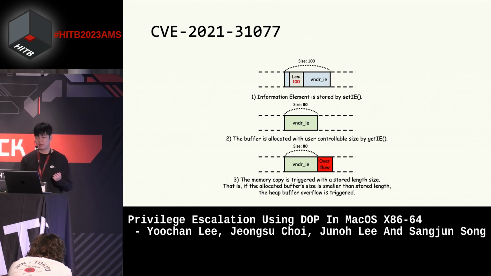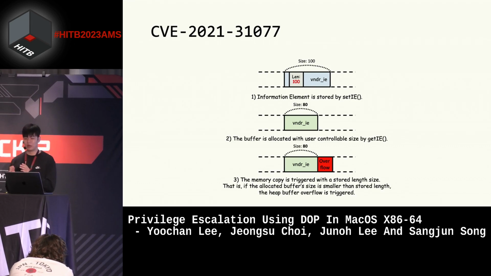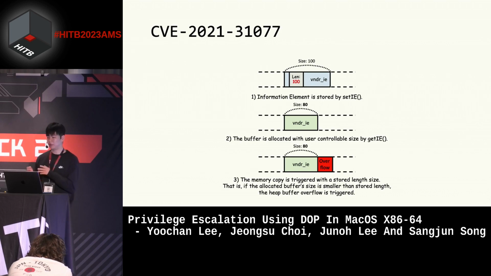The simplified mechanism of this bug is the following. Let's suppose the length of the buffer stored by the setIE function is 100, and suppose the newly allocated buffer size is 80. The memory copy function uses the stored buffer length field as the size, and it will cause a buffer overflow, because the size of the allocated buffer is 80, but the copied size is 100.